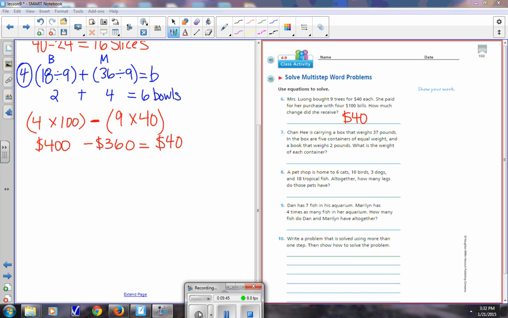you get your answers. Number 7, I will read it for you and tell you the label, but you need to set up the equation and get the answer and report it back to me on the form. John is carrying a box that weighs 37 pounds. In the box are 5 containers of equal weight and a book that weighs 2 pounds. What is the weight of each container?